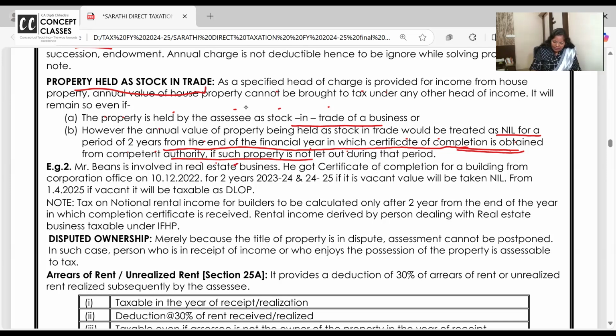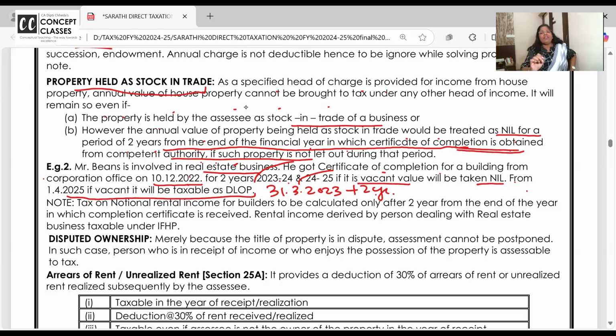To clear this, I have given an example. Mr. Bleens is in the real estate business. He got the certificate of completion on 10/12/22. Now, the year ending is 31st March 23. After you get the completion certificate, wait for 2 years: 23/24, wait; 24/25, wait. If it is vacant, income will be nil. From 1/4/25, even if the property is vacant, it will be treated as deemed let out. This language may be technical, but this example should be super clear.